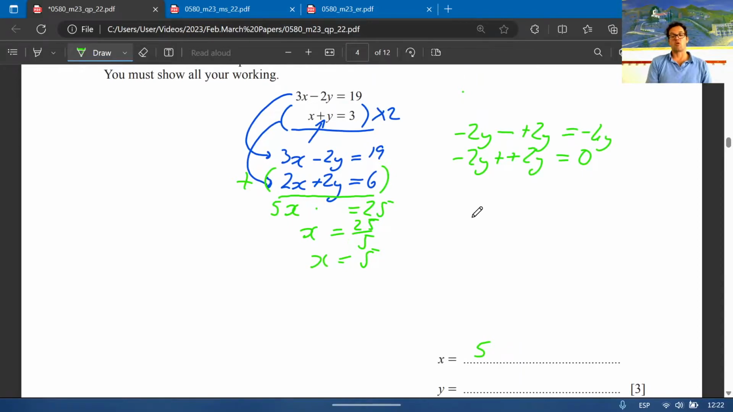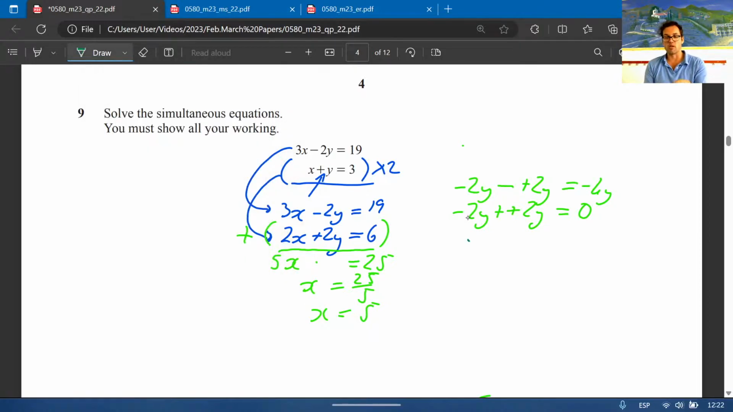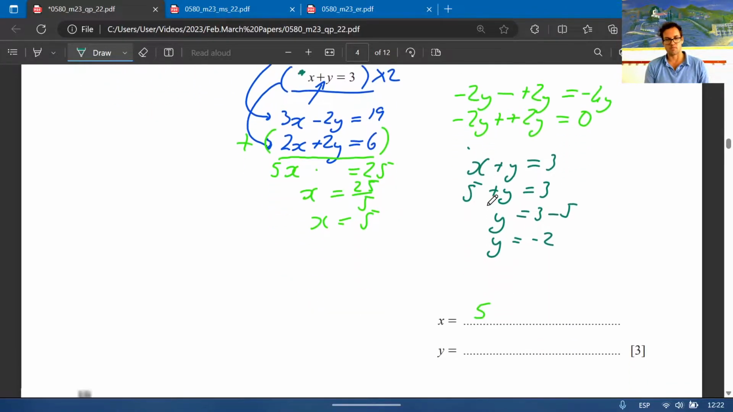Okay. Of course we need to find the y, but that's not hard at all. Just take any of these equations. Any one. That one looks the easiest, doesn't it? So we take x plus y equals 3. We know x is 5, we just worked it out. So to find y, we need to subtract 5. So y is minus 2.